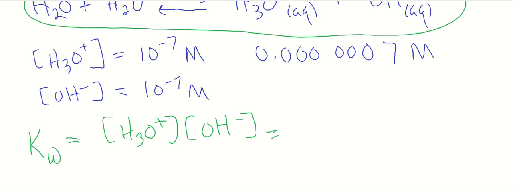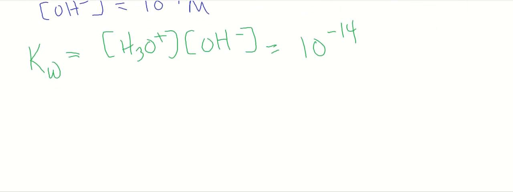What do you think that is? 10 to the negative 7 times 10 to the negative 7. Right? They have the same base, so you're going to add the exponents. That's 10 to the negative 14. That's super helpful when we're trying to calculate these concentrations when we add acids and bases at 25 degrees Celsius and getting the pH and so on.